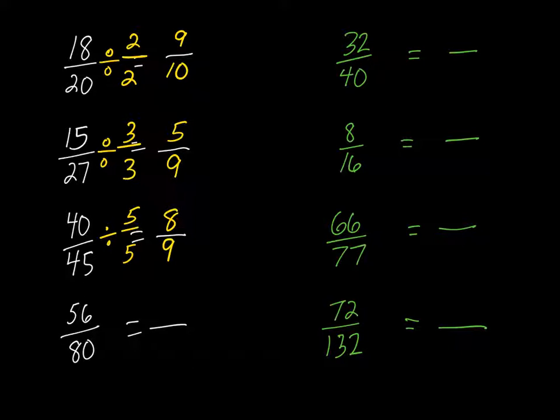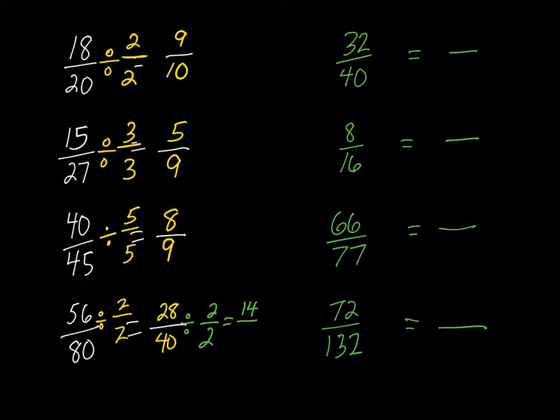56 over 80. Well, let's try this. Because it's even, we could divide it by 2. Half of 56 is 28, and half of 80 is 40. But I kind of have a little bit of a problem. They're still even. I can go further. So what if we divide it by 2 again?